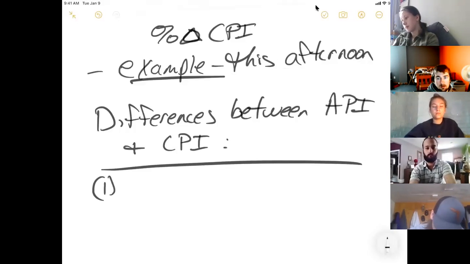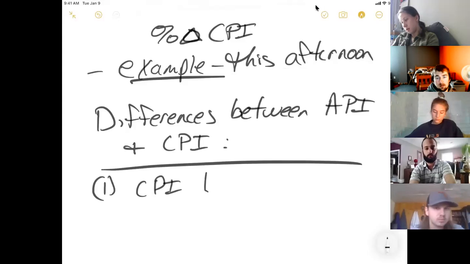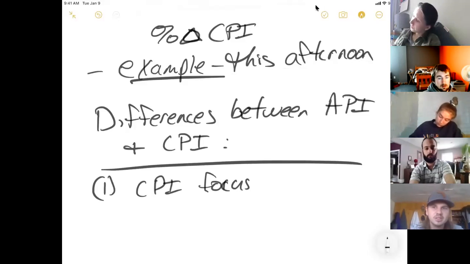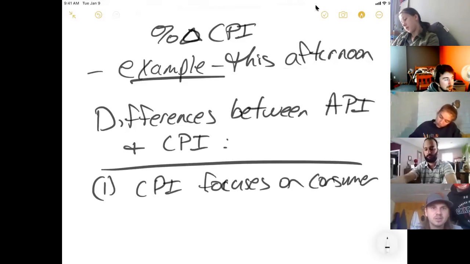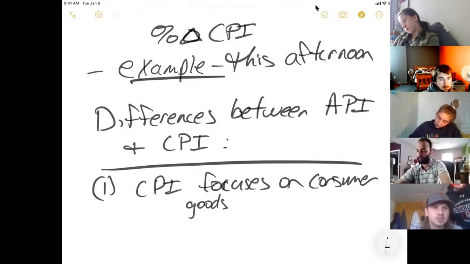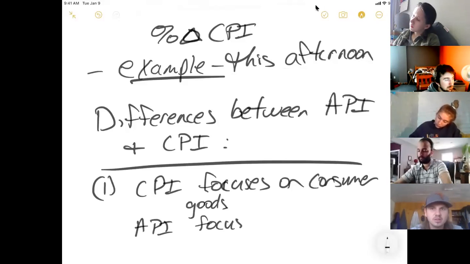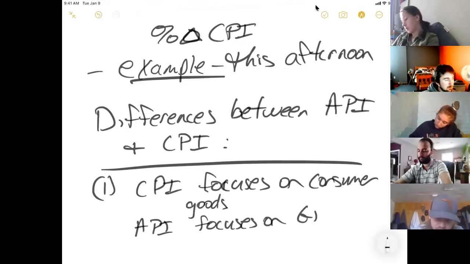The set of goods, right? The CPI focuses on consumer goods, while the aggregate price index focuses on GDP, right? Everything in GDP. That's obviously one of the big differences.